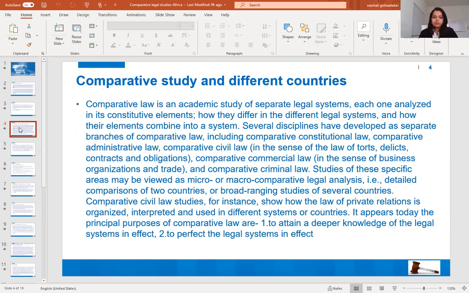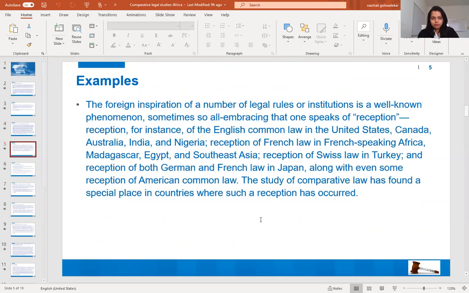Okay, now let us go to the next slide. Is there any example of how comparative law helps? Let us see some examples of comparative legal studies. The foreign inspiration of a number of legal rules or institutions is a well-known phenomenon, right? We all study laws from different countries and we refer to them. For example, in Nigeria, British law is still referred to, right? So this is comparative law.